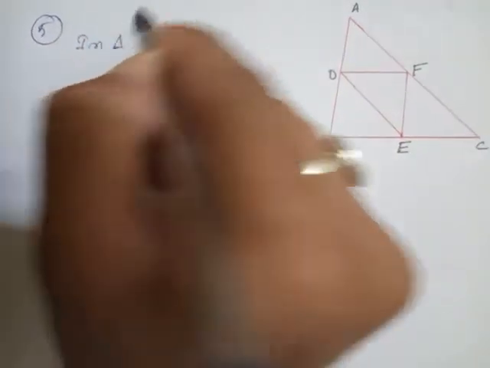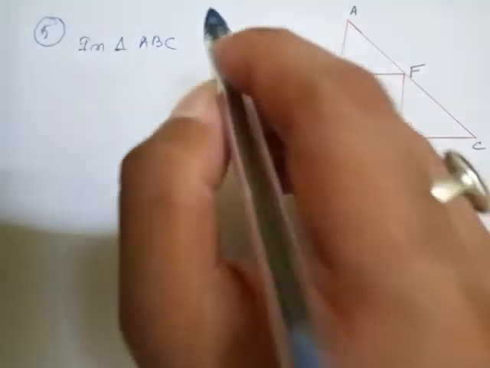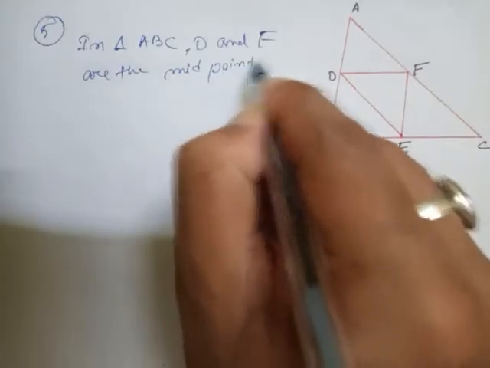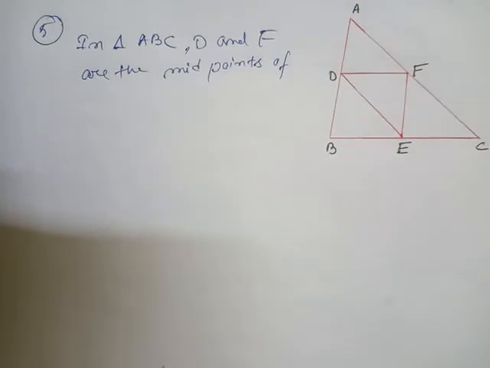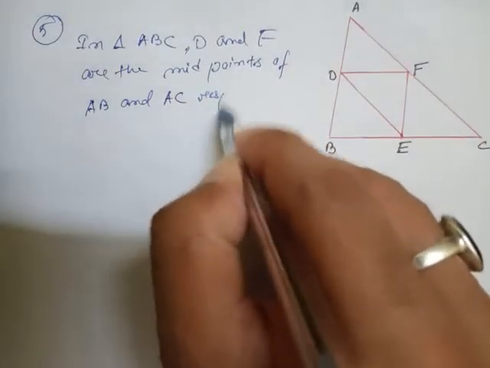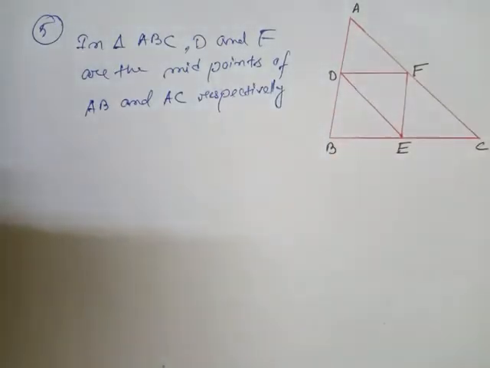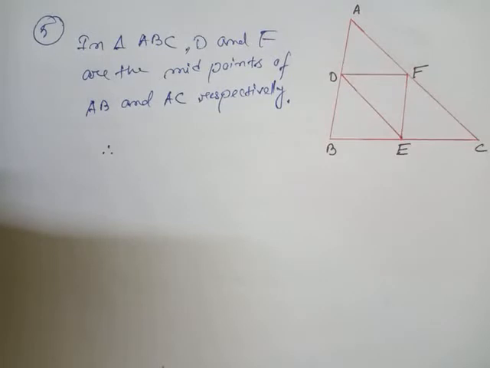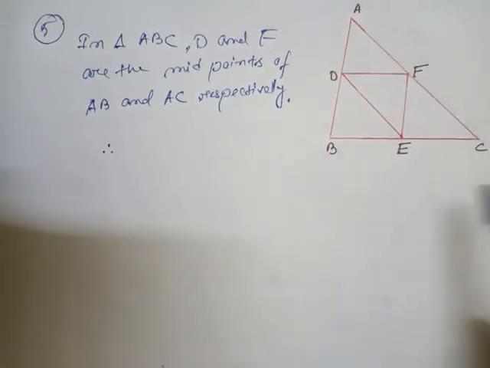First of all, in triangle ABC, D and F are the midpoints of AB and AC respectively. Therefore, student, we can say that if D and F are the midpoints of AB and AC respectively, then DF is parallel to BC, and this is by the help of the midpoint theorem.